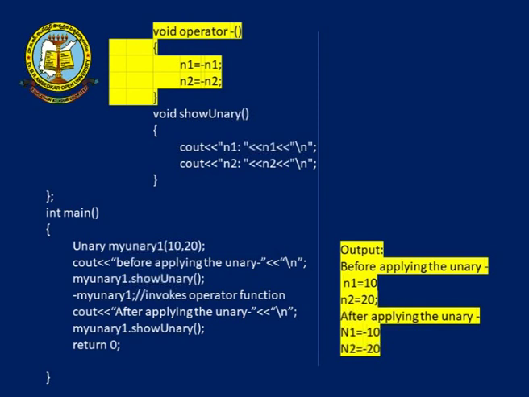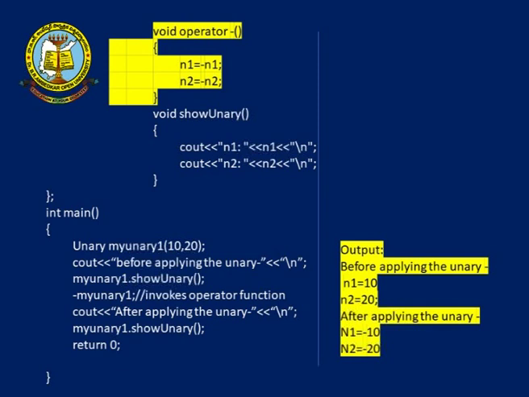See this in the output, you will get what? After applying the unary minus, you will get n1 equals minus 10 and n2 equals minus 20. So that is how we are changing the meaning of an existing operator. In this case, we have changed the existing operator unary minus in such a way that it is going to change the sign of two data members of the object to negative. That means we have overloaded this operator, we have assigned a new meaning.